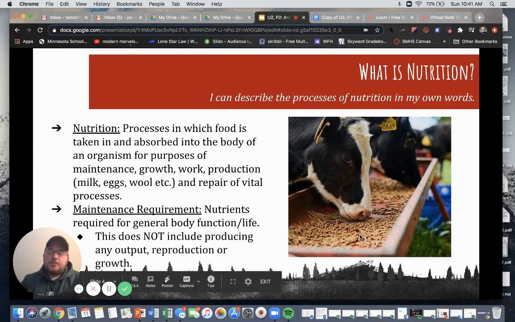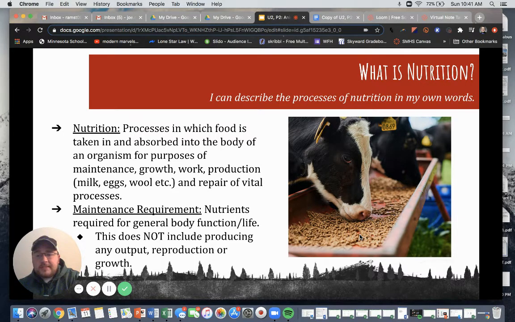Okay, so the first thing is we should probably know what nutrition is. A lot of us have probably seen the word nutrition for our own bodies as humans, but animal nutrition is really important. And as we talked about in class, nutrition is the most important factor in animal health. So nutrition is the processes in which food is taken in and absorbed into the body of an organism for purposes of maintenance, growth, work, production, and repair of vital processes. By production, we mean the animal being used for milk, eggs, wool, meat, etc. So when we take things in and absorb them for those purposes, that is nutrition.